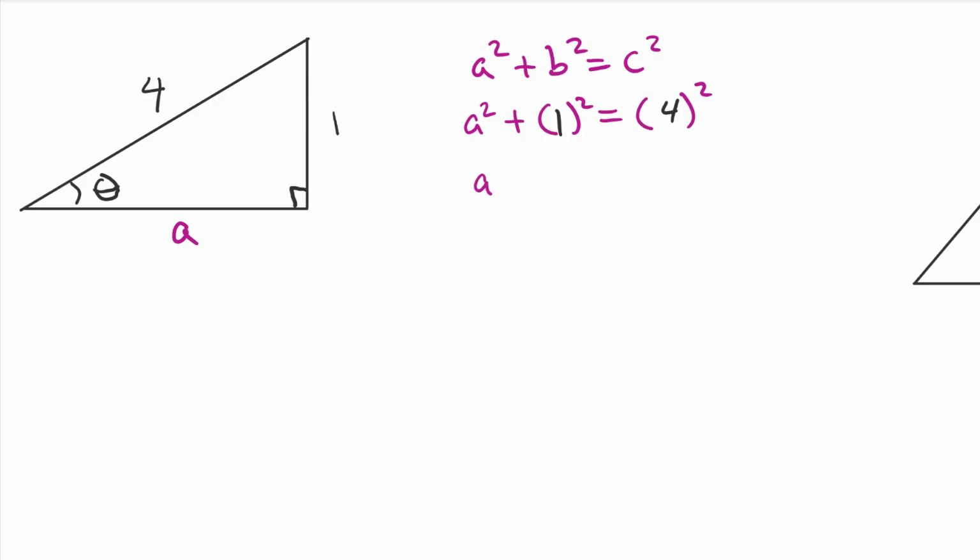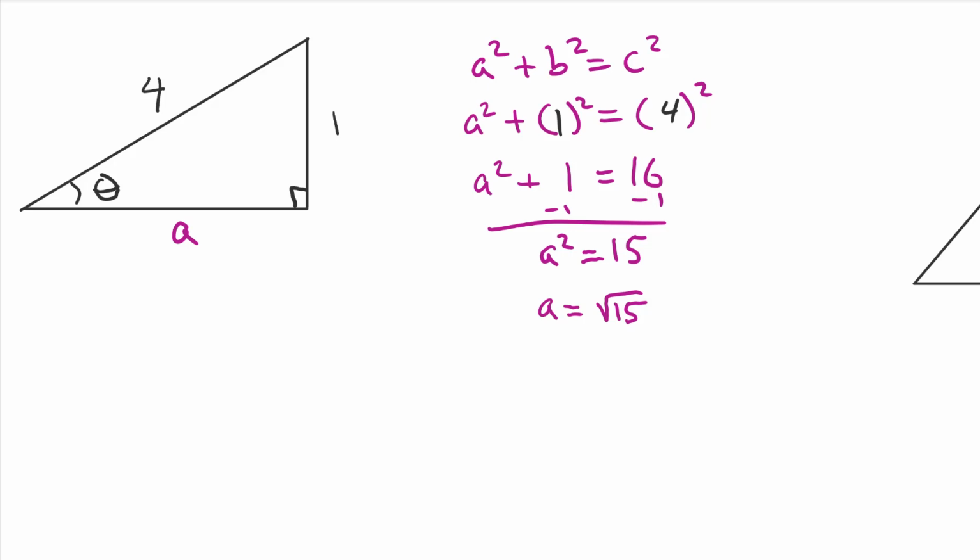So we find out that a squared plus, what's 1 squared? 1, 4 squared, 16. Do some fancy algebra, and we get that a squared is equal to 15. Well, let's hit both sides with a square root, and we say that a is equal to the square root of 15.